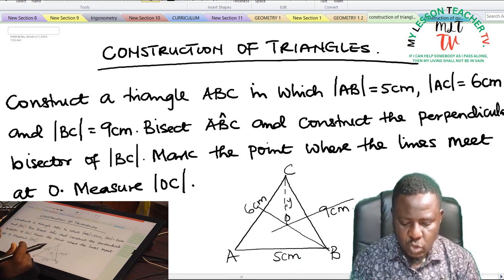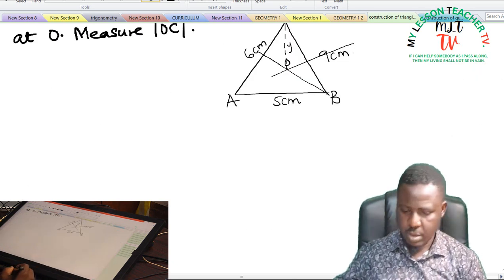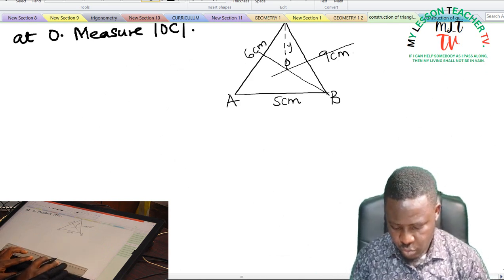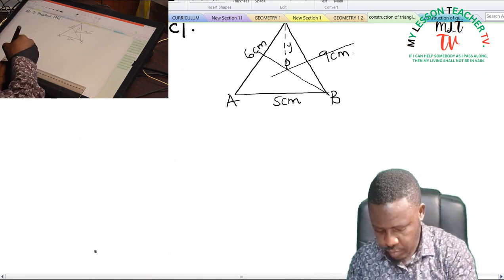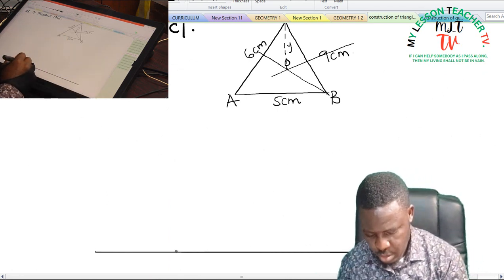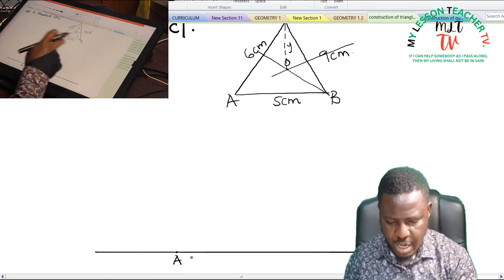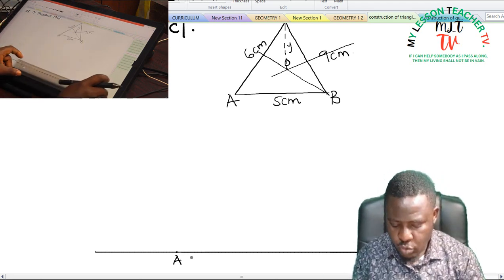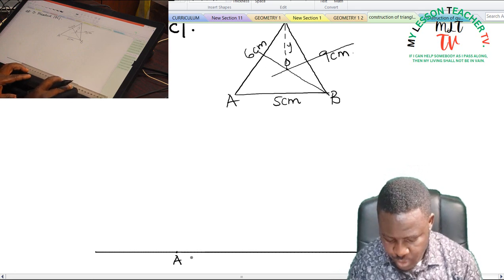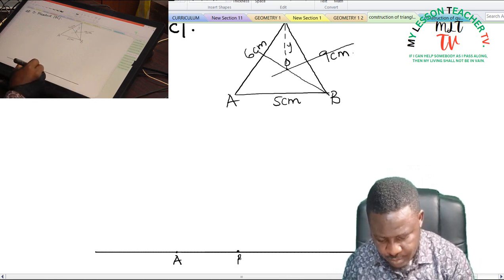So let's construct this triangle. First of all, construct line AB. Pick a point. Call this point A. Then we have AB to be 5 centimeters. You may decide to use your ruler to construct 5 centimeters. So let me just do that quickly. This is 0.5 centimeters. Call this point B.